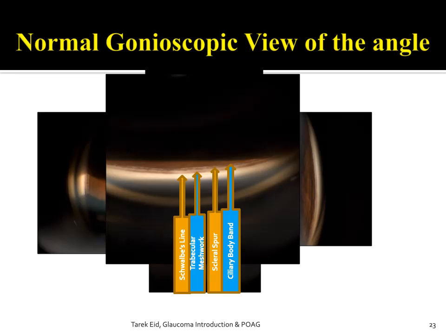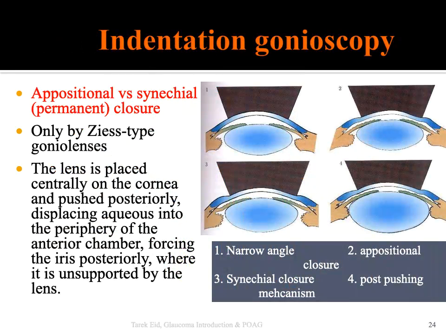So these are the structures we should see in a normal and open anterior chamber angle. Also, we use the gonio lens, especially the Zeiss type gonio lens, to do an important test, which is indentation gonioscopy or dynamic gonioscopy. This indentation gonioscopy differentiates between appositional or synechial narrowing or angle closure.